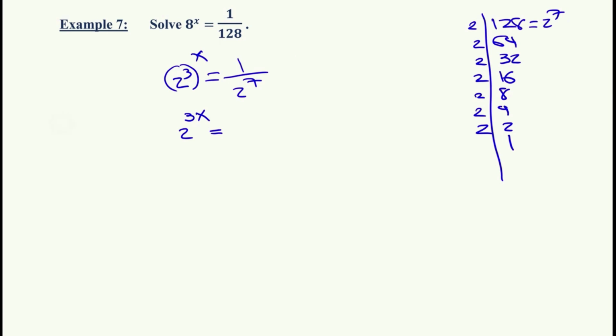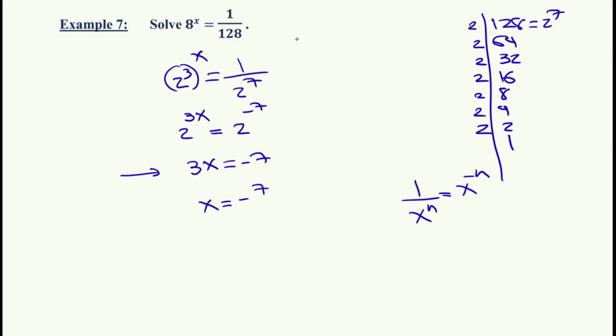So we're going to use this rule, 1 over x to the n equals x to the negative n, to go ahead and bring that 2 up. So that becomes 2 to the negative 7. Now we have the form that we want. So now we're going to go ahead and conclude that therefore 3x must be equal to -7. So we get x equals -7/3, like so.